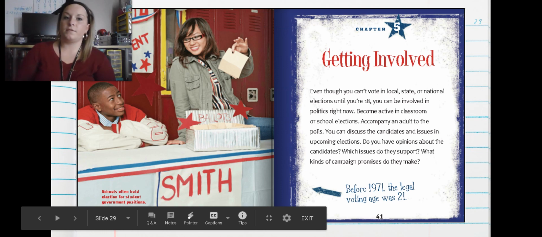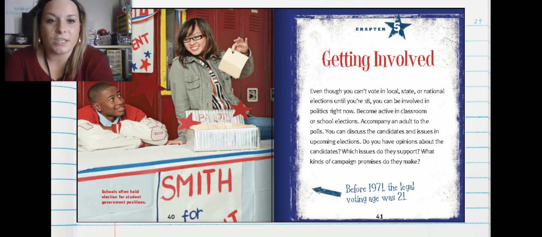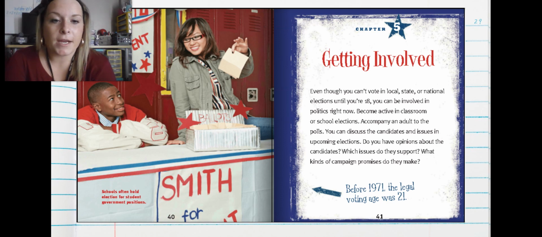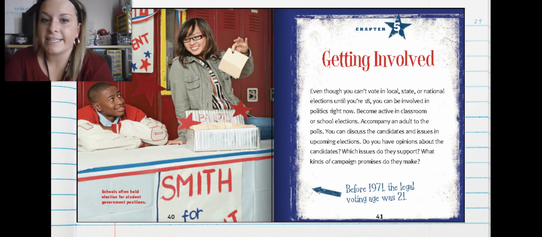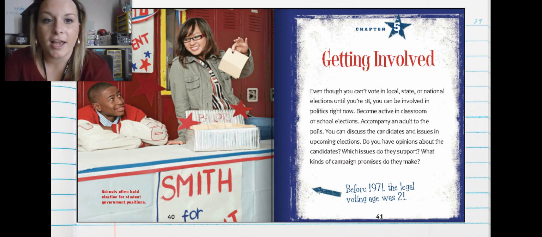Chapter 5, getting involved. Even though you can't vote in local, state, or national elections until you're 18, you can be involved in politics right now. Become active in classroom or school elections. Accompany an adult to the polls. You can discuss the candidates and issues in upcoming elections. Do you have opinions about the candidates? Which issues do they support? What kinds of campaign promises do they make? These are all really good questions to be asking your parents right now as we have a presidential election coming up.